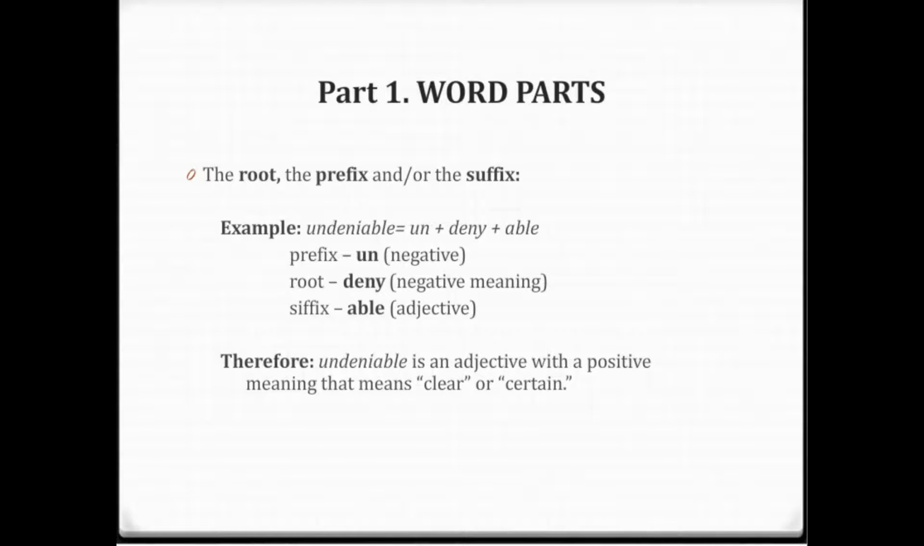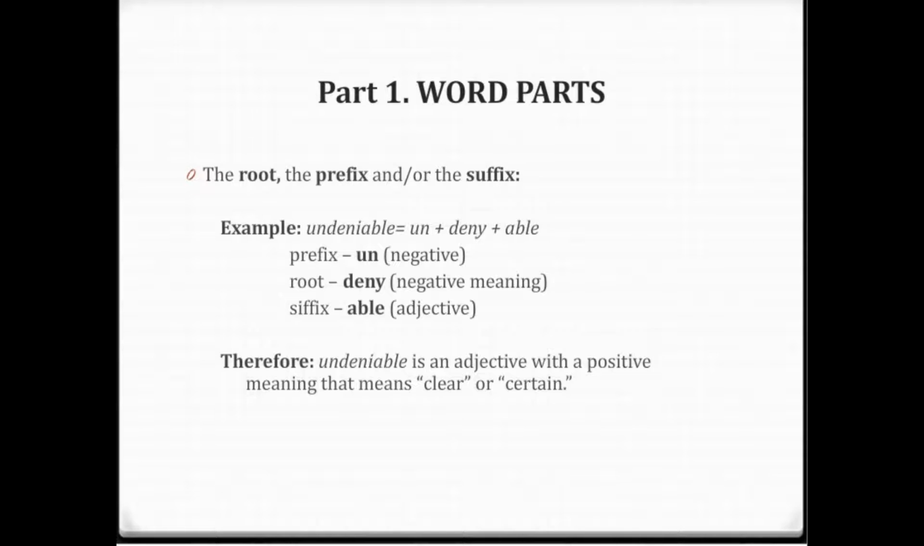Let's start with the word parts: the root, the prefix, and the suffix. They come into the English language from several other languages, but many of the oldest ones are Greek or Latin in origin. These word parts have a meaning of their own. Let's look at the example, the word undeniable. Let's see if we can figure out the meaning of this word by breaking it down into three parts.